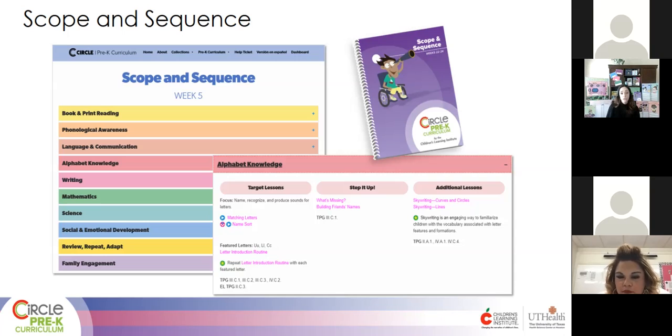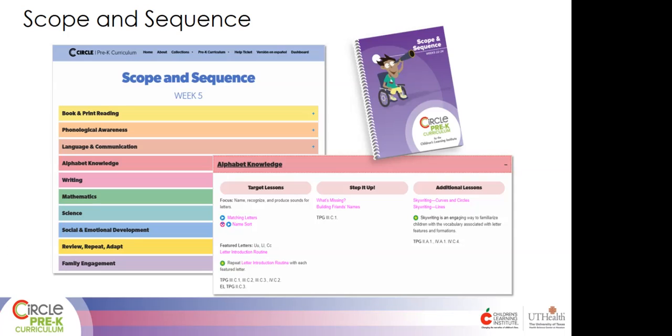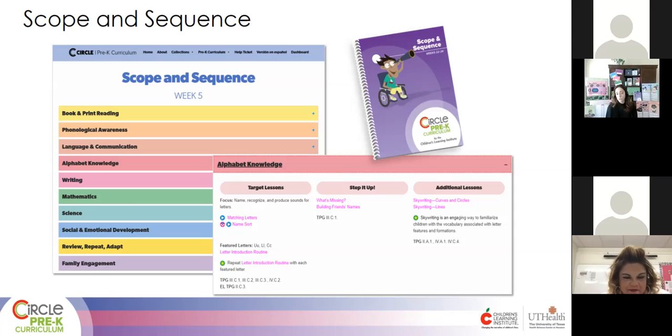That next column over, step it up. These are for children in need of more challenging tasks, same focus as the target lessons, just at a higher level. And then additional lessons, that last column, were previously taught earlier in the school year and are really perfect when students would benefit from reteaching or additional practice with skills.